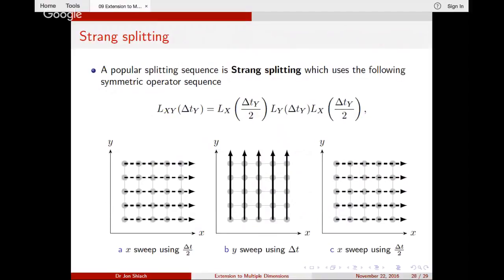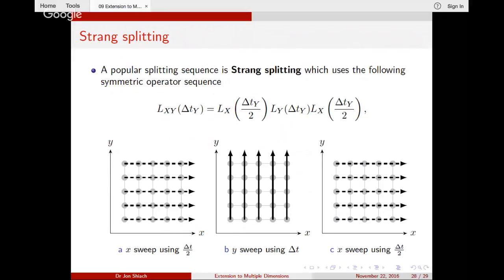A common splitting sequence is what's called Strang splitting, and this is for dimensions. What we do is we solve for a half time step in the x direction, followed by a full time step in the y direction, followed again by a half time step in the x direction. So it's often called a symmetric splitting sequence. It's named after Strang, and that's quite popular.